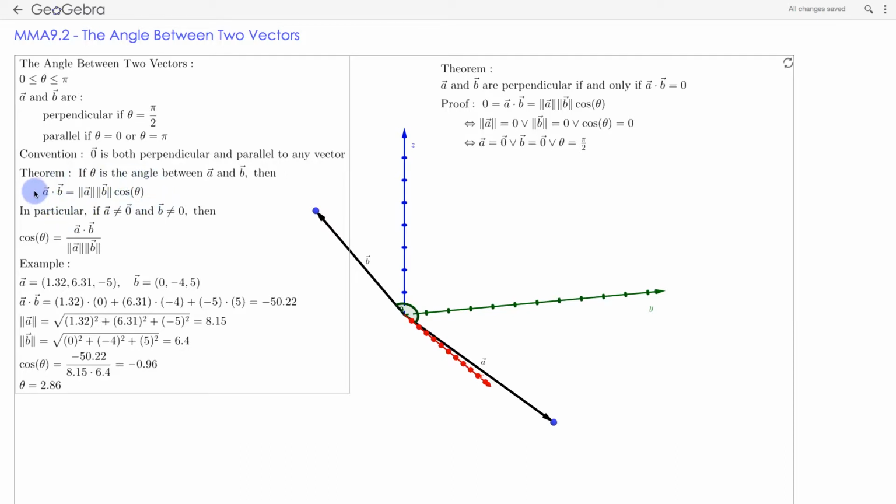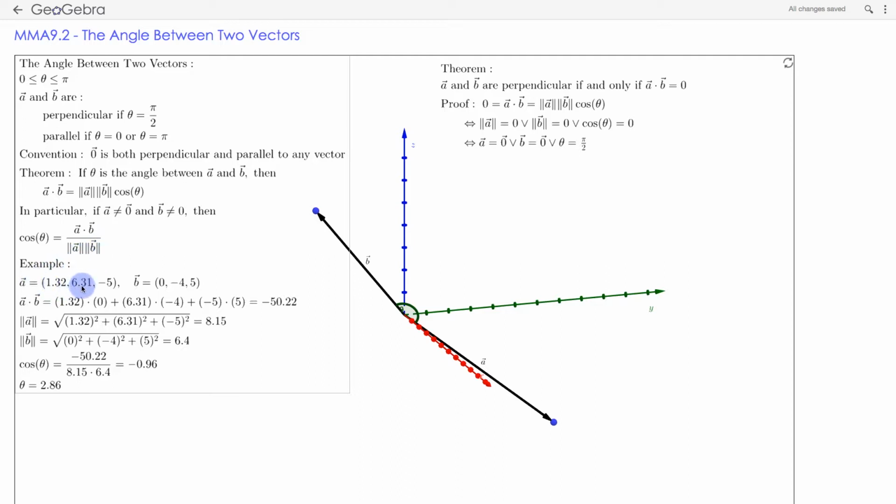This result means that we can actually find cosine of an angle. And this is very neat, because if you have cosine of the angle, you can also find the angle, because you know that the angle is between 0 and pi. How do you do that? Well, you just divide by these two lengths on both sides of the equation, and then you end up with this equality. Cosine of the angle between the vectors equals the dot product divided by their lengths.